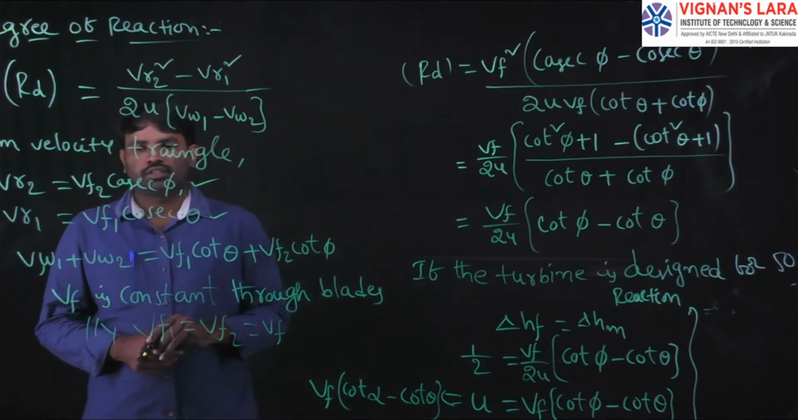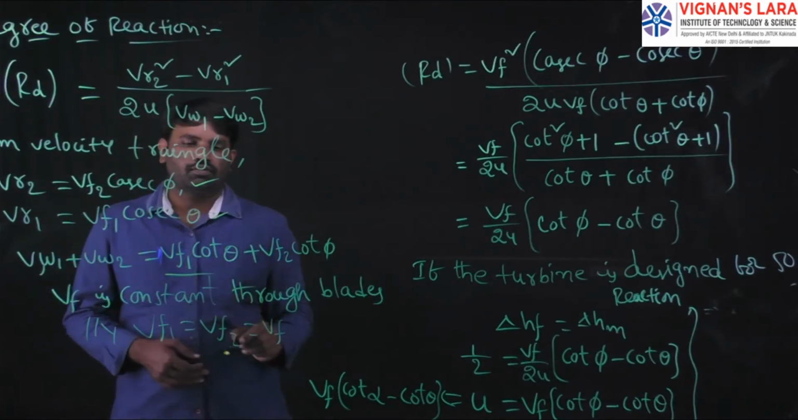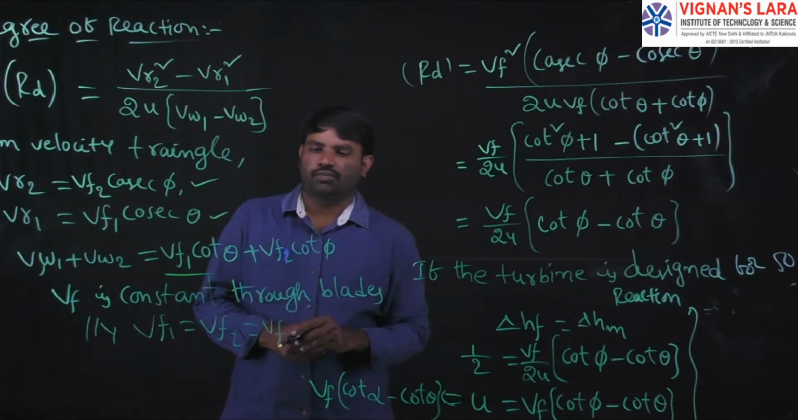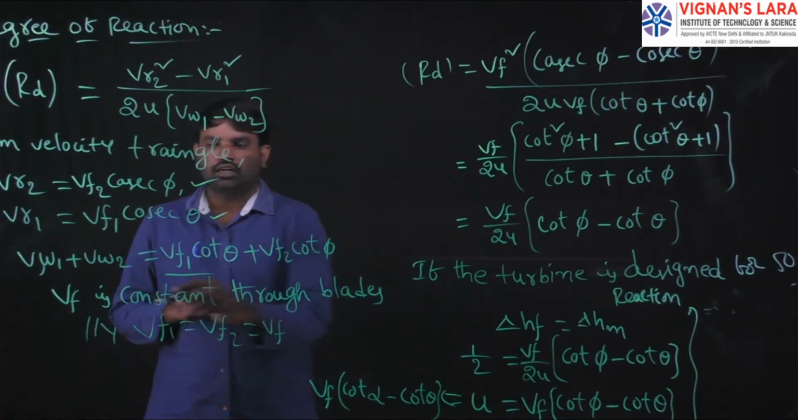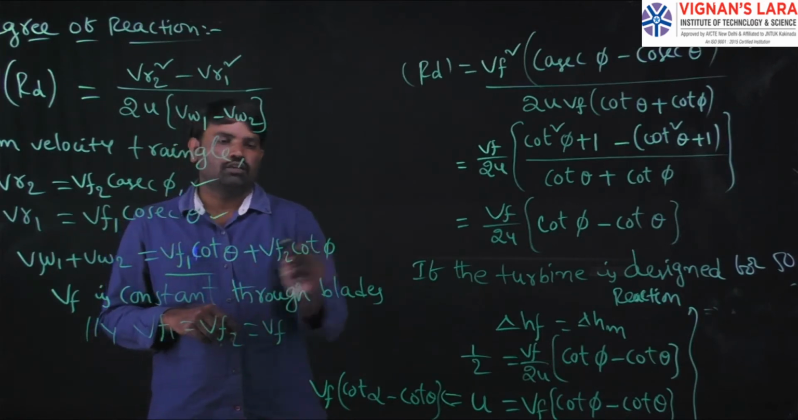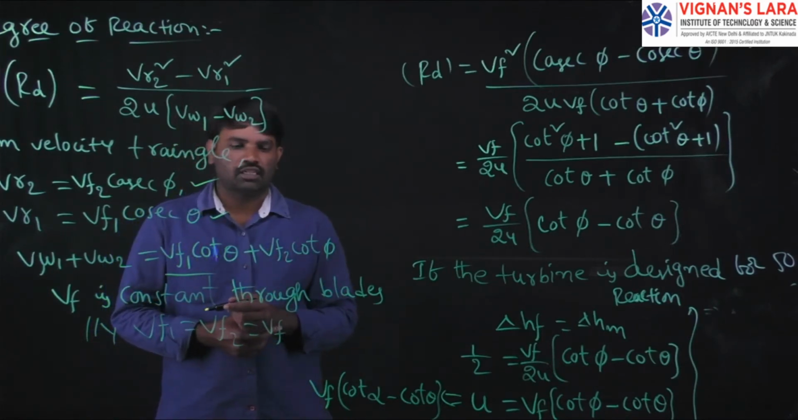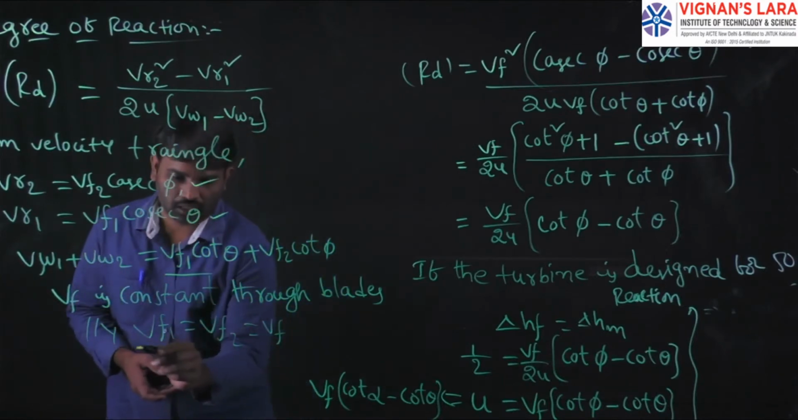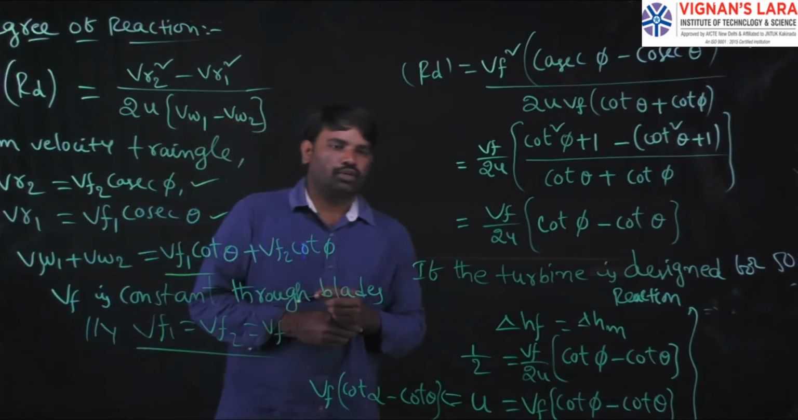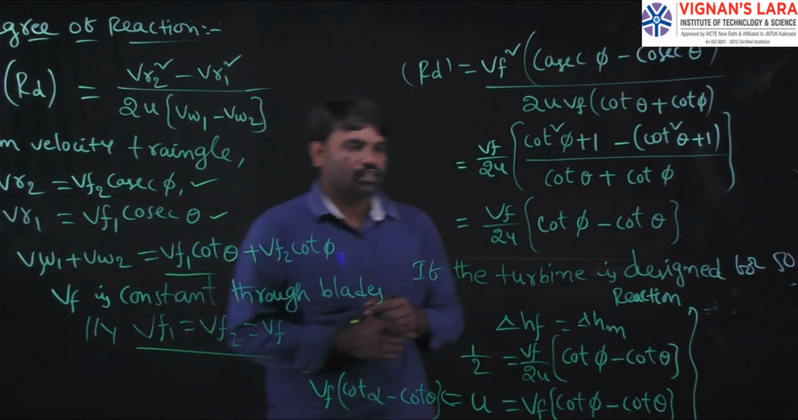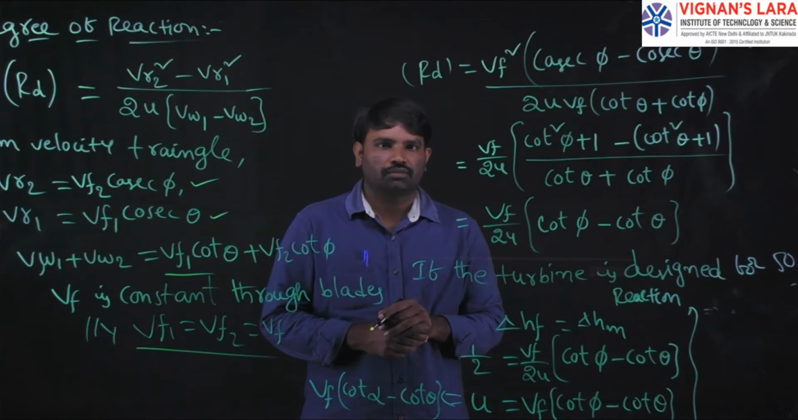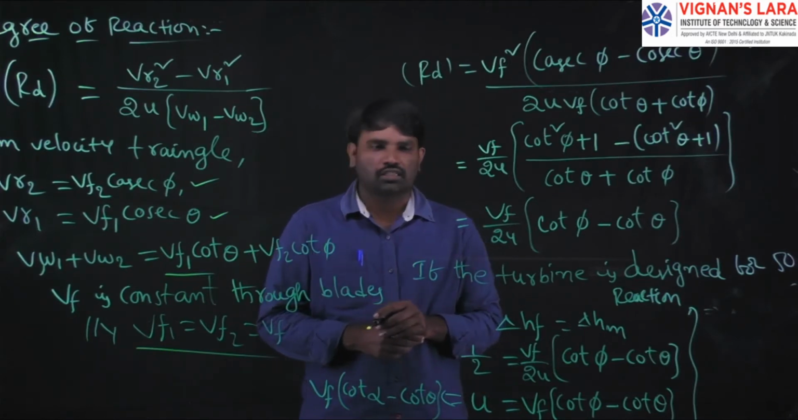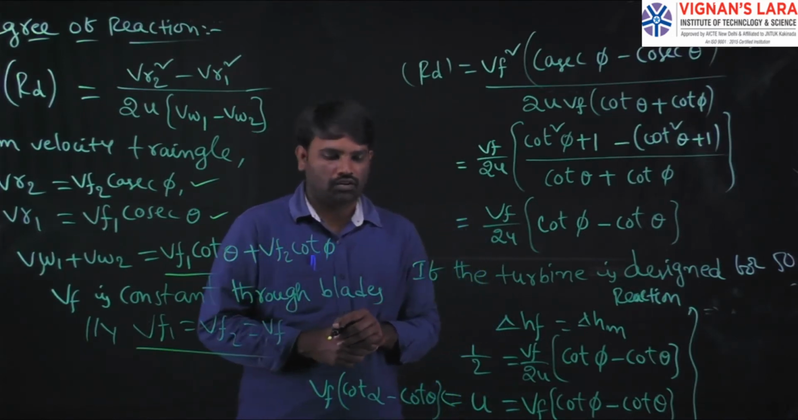If you substitute in place of Vw1 and Vw2, that means Vw1 by Vf1 is equal to cot theta, and Vw2 divided by Vf2 is equal to cot phi. And Vf is constant throughout the blades. Generally, in a reaction turbine, the fixed and moving blades have the same shape, so the flow velocity is constant. Vf1 is equal to Vf2 is equal to Vf.